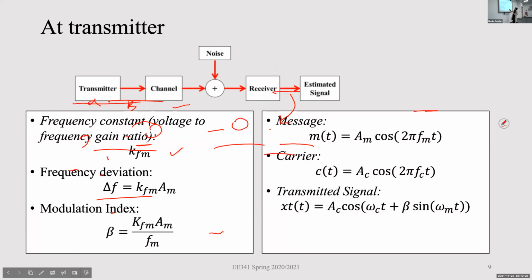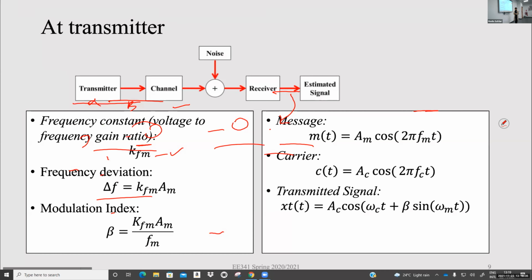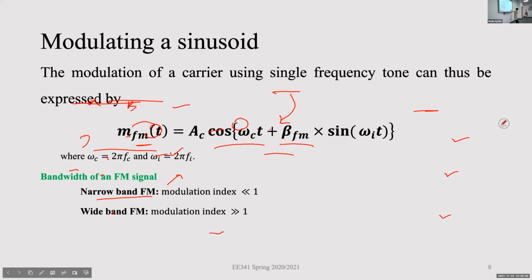Then, simple. These are the variables which I will use. First is the frequency gain ratio, KFM, also known as frequency sensitivity. Then frequency deviation, KFM into AM, and this is the amplitude. Then the modulation index, which we will define. All these variables we had in the previous equations; we derived from them. At this side, this is my message, this is my carrier, and this is my modulated signal, which I derived here.